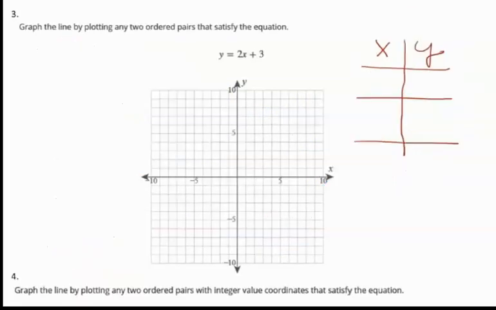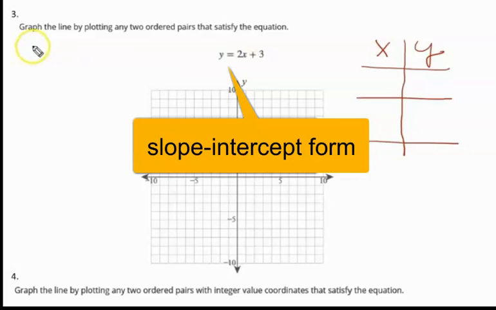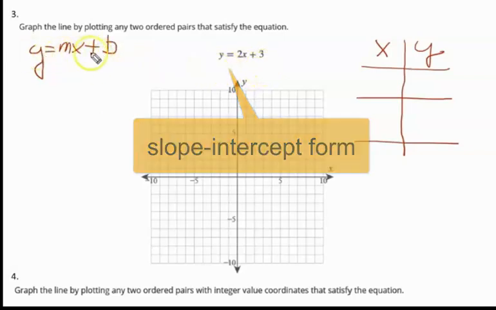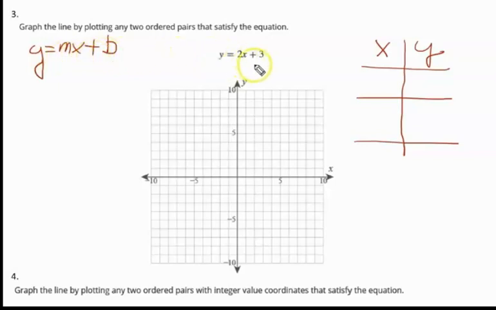Now, this one's a little easier. Graph the line by plotting any two ordered pairs. My question would be, what form is this equation in? And if you said slope-intercept, that is correct. We gave you a special way of plotting this. We said we could plot the y-intercept, which is a +3. And then the slope, in essence, is 2/1. So if we went over 1, since it's positive, and up 2, that would give us our second point.